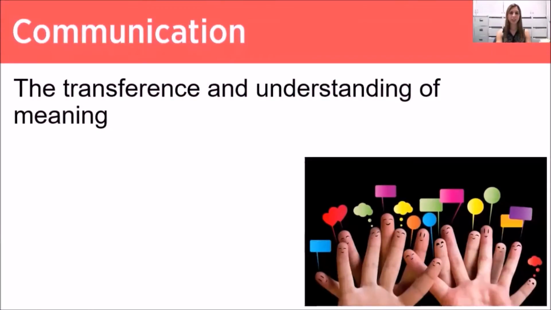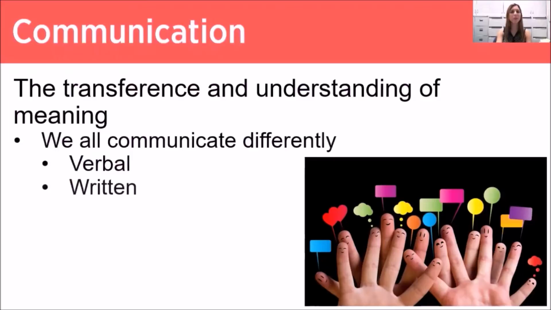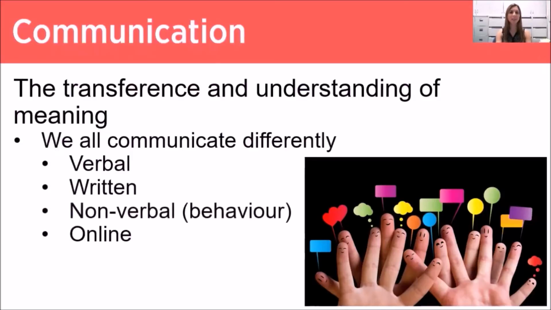Communication is the transference and understanding of meaning, and we do this on a regular basis through various means. We all communicate differently. This can be done through verbal, written, non-verbal means, where we look at body language and behavior, and also through online forms of communication, like Facebook chat, text messaging, and email.